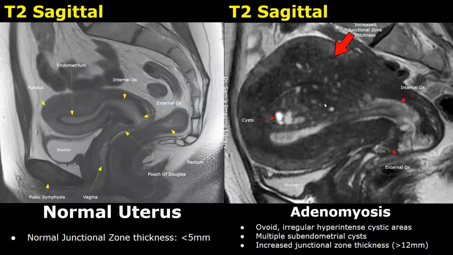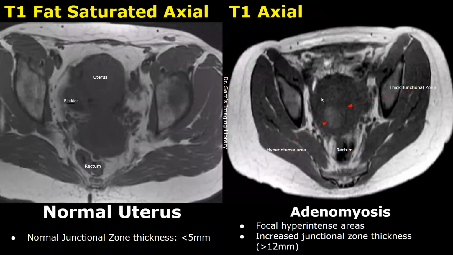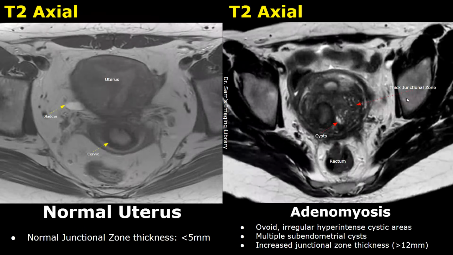Adenomyosis is not very prominent in a T1 sequence. We see some hyperintense areas and increased junctional zone thickness, although it is not very clear. Here is a T2 sequence in axial view. It is much more clear in this sequence. We can see those irregular ovoid hyperintense cysts and a thick junctional zone.